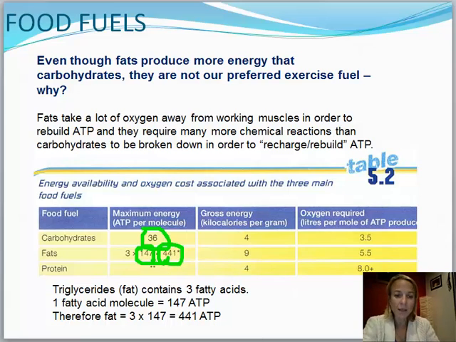I'm sorry, I think I said earlier that fats give you 36 ATP. I'm sorry, carbohydrates give you 36, but fats give you 147, so 3 times as much. And because each triglyceride contains 3 fatty acids, it's a lot more. And protein, it's negligible.